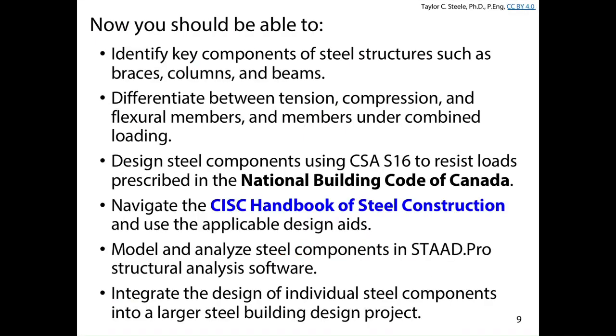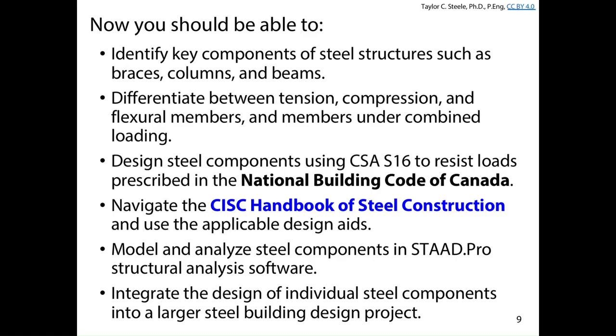For the course, at the start I introduced these learning objectives, and now that the course is over, you should be able to identify the key parts of steel structures like braces, columns, and beams. That's the most basic level, and I'm sure everybody can do that. You should be able to differentiate between which members are going to be tension members, compression members, flexural members, or members under combined loading. Pretty easy for the most part. Braces tend to be tension or compression, columns tend to be compression, joists and girders tend to be flexural members. Members under combined loading, a bit more tricky.